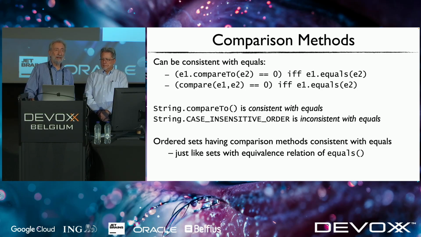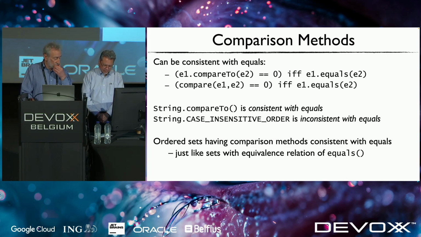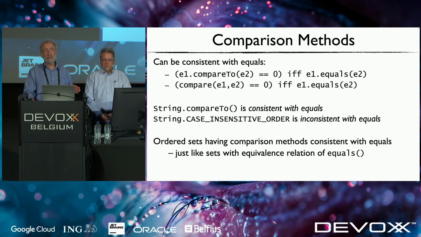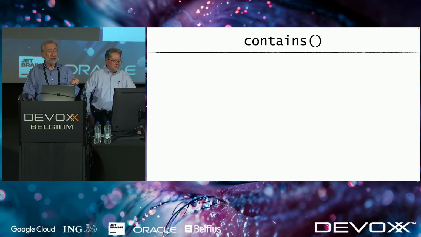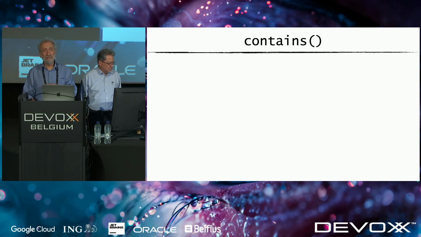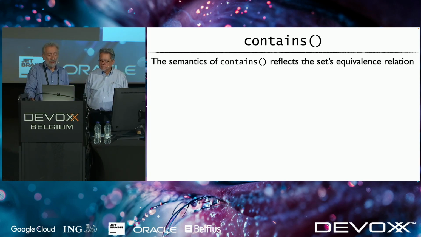So let's think a bit about what's actually happening here. I've talked about duplicates. The real way of telling whether or not you have a duplicate in a set, or the way a set tells whether or not it's got duplicates, is that it uses the contains method. Typically, if you try to add something to a set, it'll say, do I already contain this object? And if I do contain it, I won't add it. If I don't contain it, then I will. The semantics of contains reflects the set's equivalence relation.